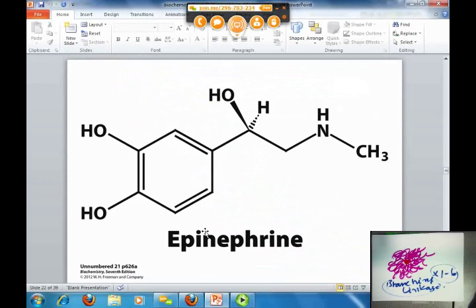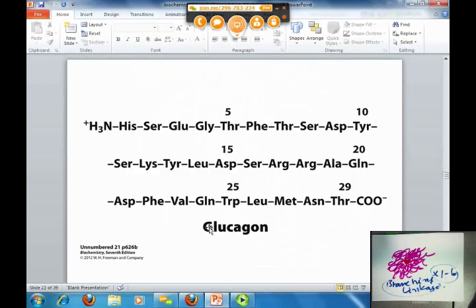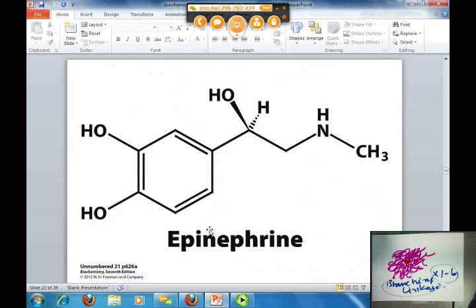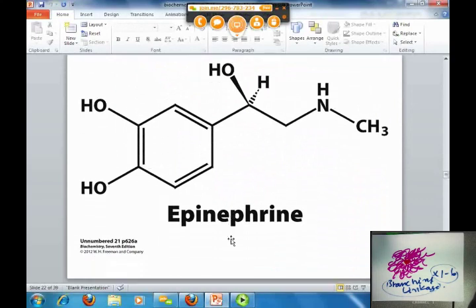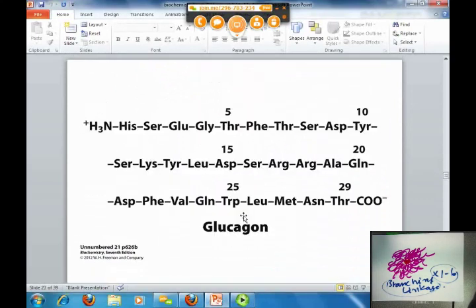Okay. Epinephrine, the molecule, and the glucagon molecule. Epinephrine is a tyrosine derivative, a catecholamine, and glucagon is a polypeptide hormone. Both of them are involved in glycogen breakdown.